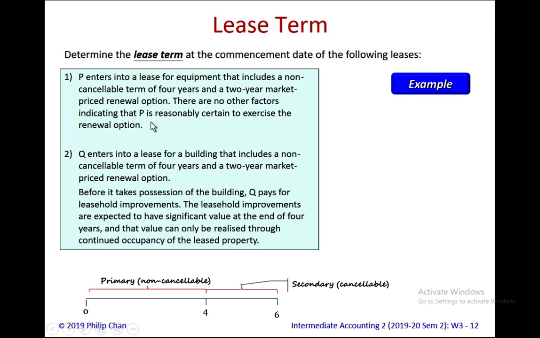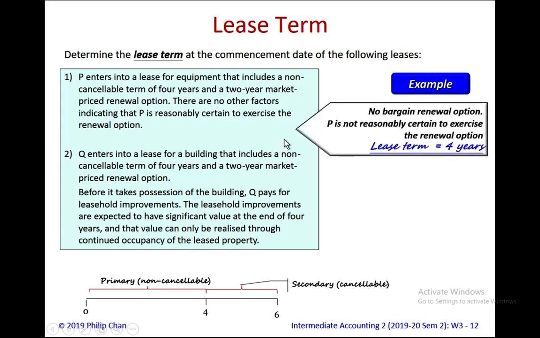We were told that in fact there is no other factor indicating that P is reasonably certain to exercise the option, and the option is in fact offered at market rates. So it may not be a bargain price at all. So definitely it is unlikely that P would lease the asset further for 2 years. So the lease term in this question is going to be just 4 years.